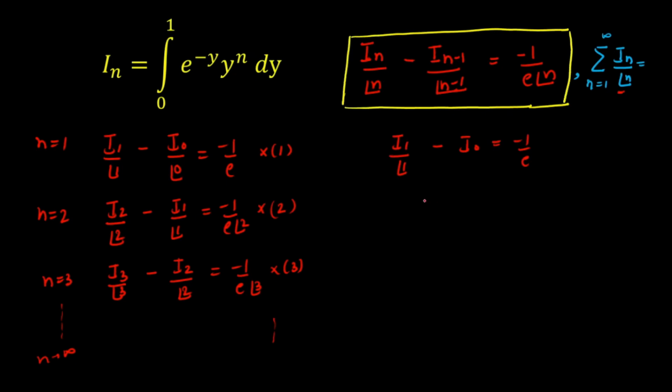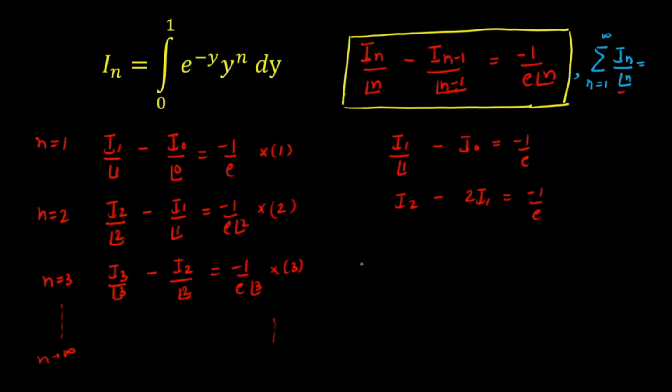Now when you multiply by 2 here, you'll get I2 divided by 2 factorial multiplied by 2 factorial, that is 1, minus twice I1 is equal to minus 1 upon e, because 2 factorial and 2 will cancel out.